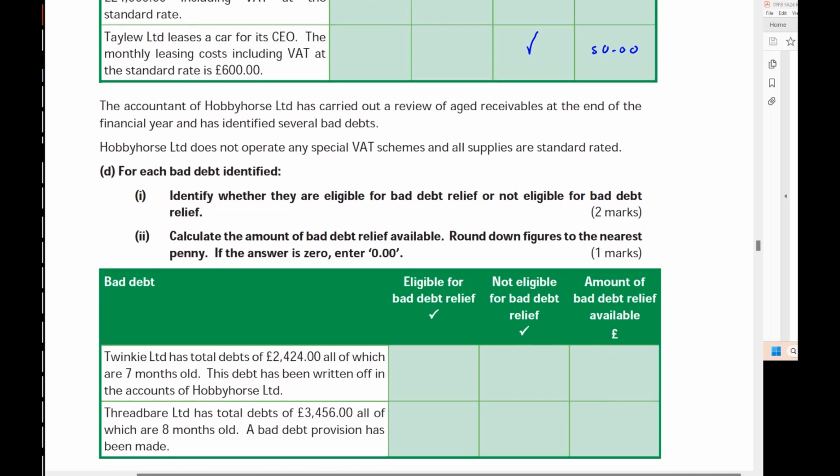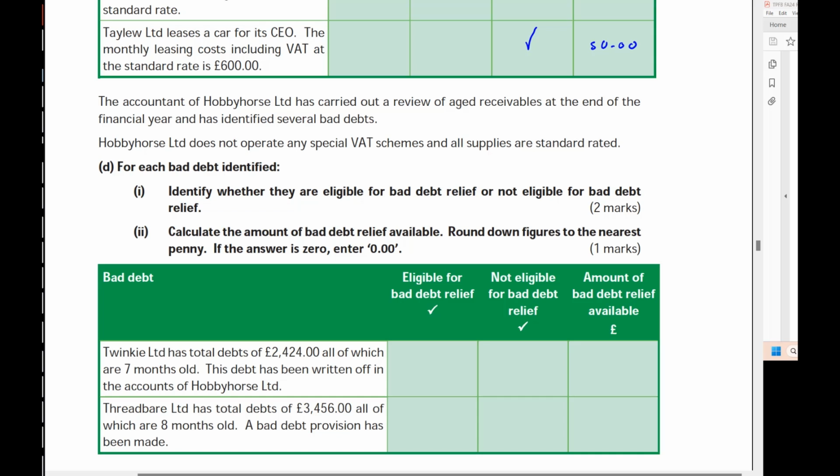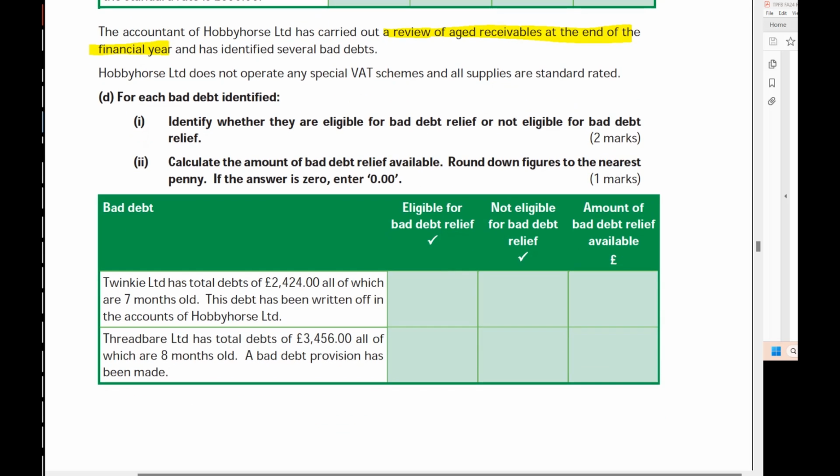Next one, part D. The accountant of Hobby Horse Limited has carried out a review of aged receivables at the end of the financial year and has identified several bad debts. Hobby Horse does not operate any special VAT schemes and all supplies are standard rated. So this one's about bad debts. We have a section about that in our reference material too. So for each bad debt, identify whether they are eligible for bad debt relief or not. And if they are, calculate the amount of bad debt relief that is available. And if there's none, then we write 0.